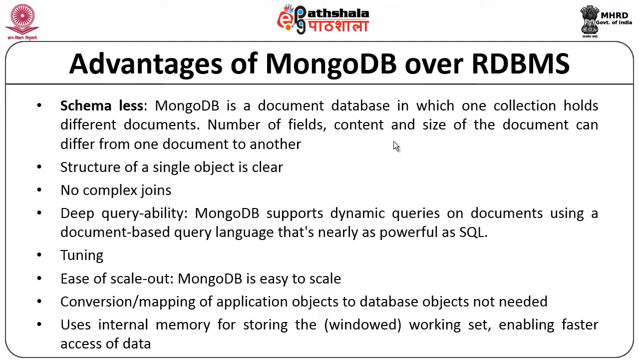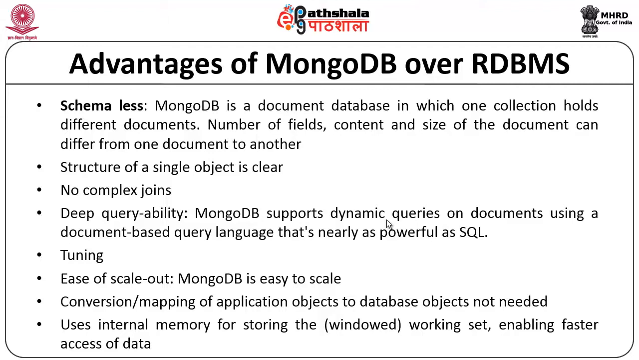The structure of a single object is very clear, because every field associated with a given object is defined clearly. It does not involve joins, so there is no complex join except for nested documents. The querying is very deep, that is, MongoDB supports dynamic queries on documents using a document-based query language that is nearly as powerful as an SQL query. Tuning of the database is also very easy. It is easy to scale out because MongoDB has an inbuilt mechanism to scale out.